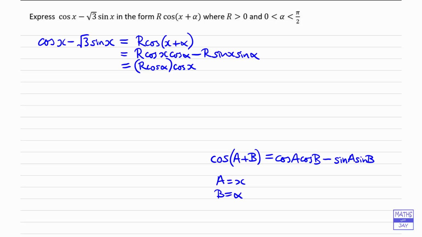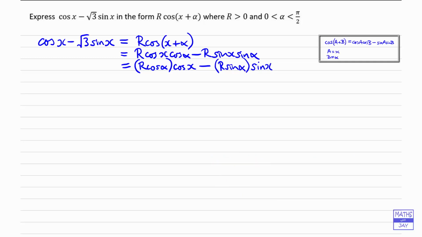So that's the same as r cos x cos alpha. I've just written it in a different order and I've put brackets in to make it really clear what is multiplying cos x. And in the same kind of way, I'm going to change the order of the next term and use brackets. I'm interested in what's multiplying sine x, and here we've got r sine alpha multiplying sine x. So now it's really easy to compare the left-hand side and the right-hand side. So what we're going to do is compare coefficients, first of all of cos x and then of sine x.